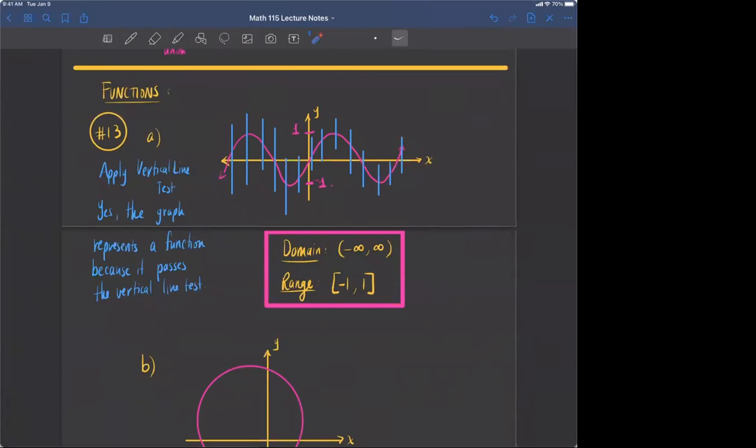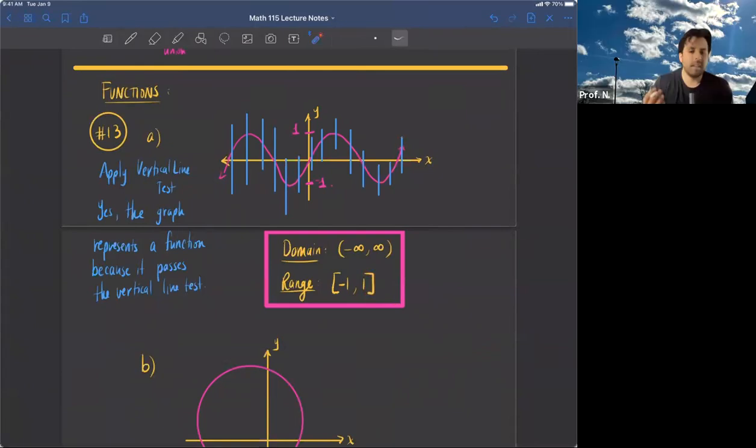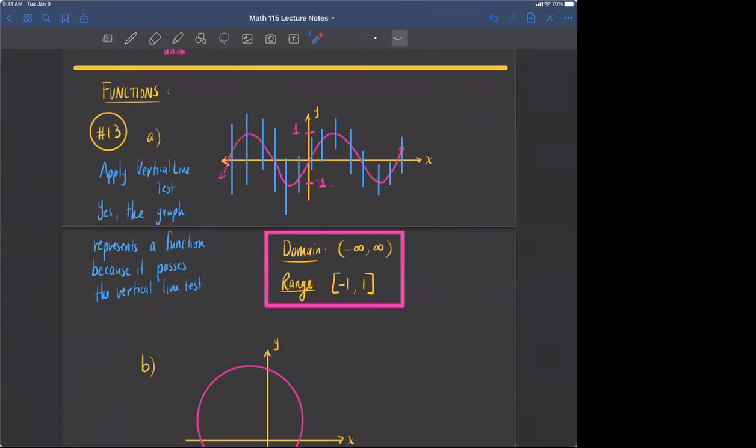Oh, okay. So if I put parentheses, I would be saying it's not attained, but that's not the case. It is attained in this graph. So therefore we put the square brackets to indicate that we include -1 and +1. Okay. Thank you. I got it.